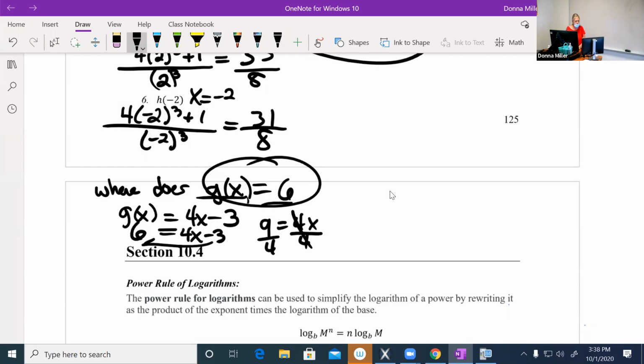Any questions? Are you good with that? With function notation? Yeah? All right, so what we're gonna do, we're gonna go up and hit 10.3 and do stuff.